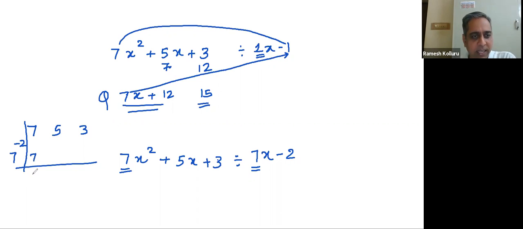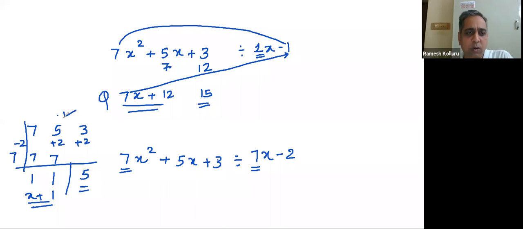7 ones are 7. So always 0 is passed, so you need not write it. 1 into 2 plus 2, again 7, 1 plus 2, 5. So x plus 1 is my quotient and 5 is my remainder.